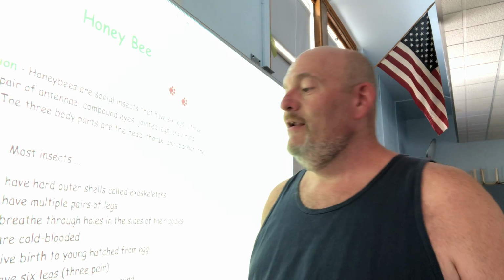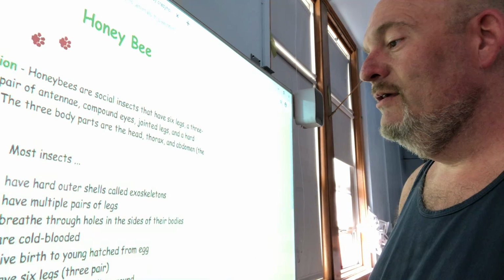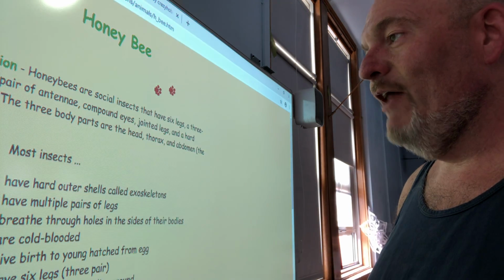Now, a honeybee can collect nectar from plants. That's where they get it from. The pollen and the nectar is what they need to make honey. So they collect this, and those little hairs that you see on their bodies actually have pollen all over them, and it's removed by another bee when they bring it back to the hive.